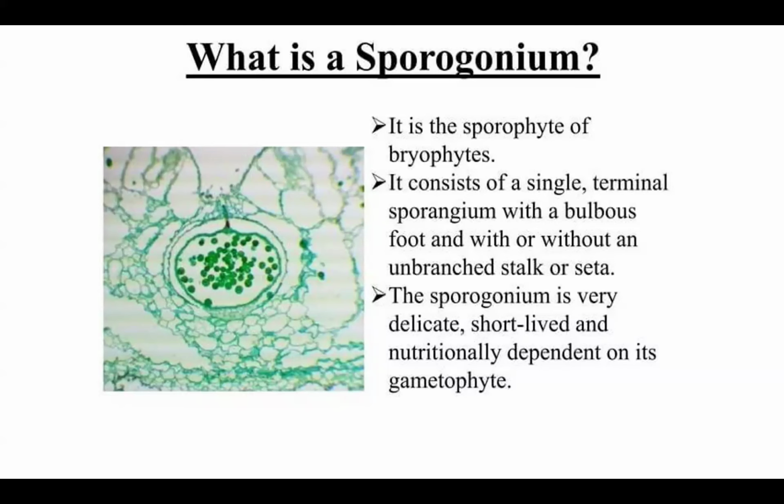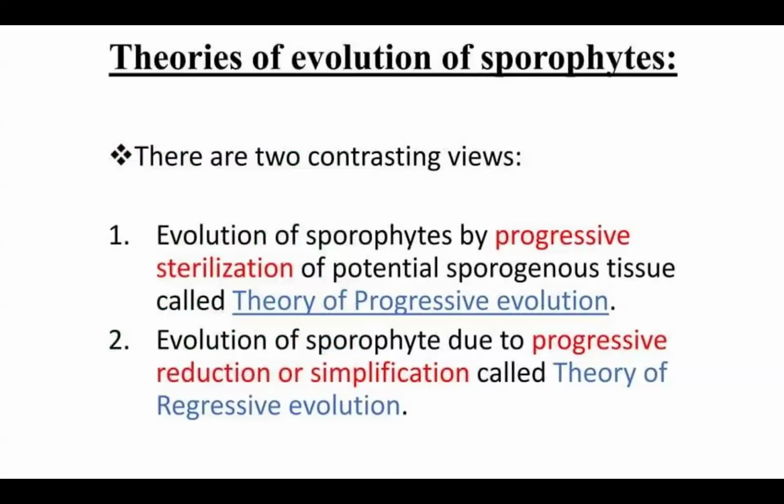To explain the evolution of sporophyte, there are two theories. One is the theory of progressive evolution. The second theory is known as the theory of regressive evolution. So evolution of sporophyte by progressive sterilization of potential sporogenous tissue is called the theory of progressive evolution.